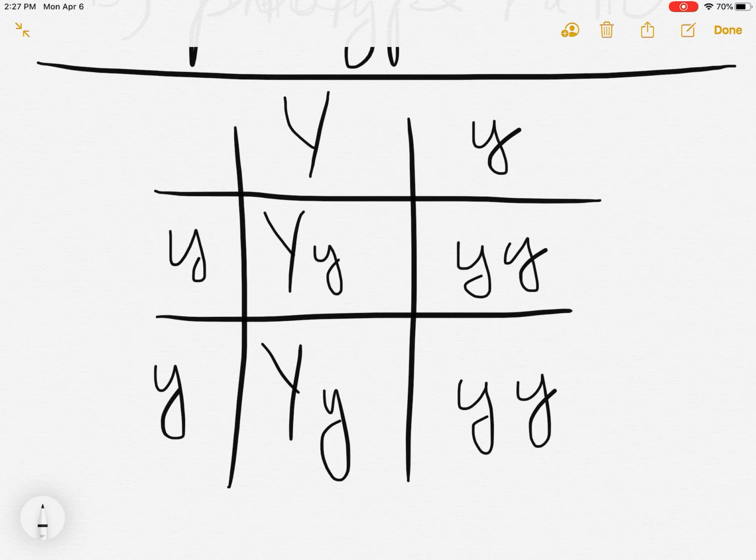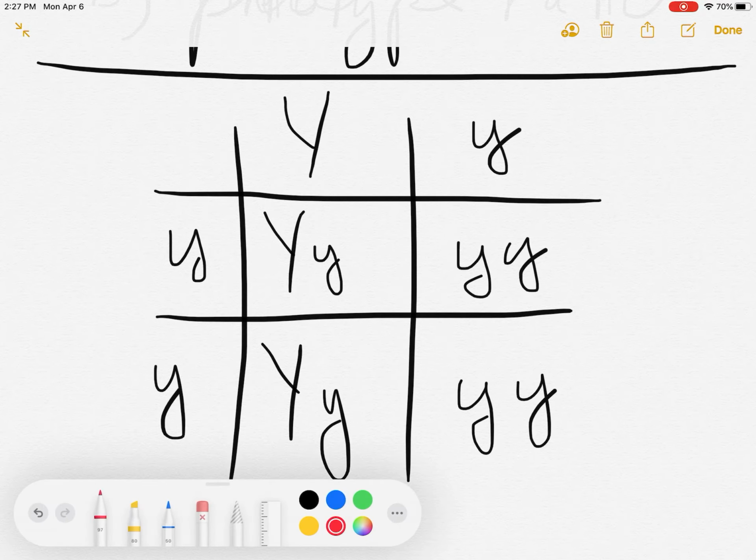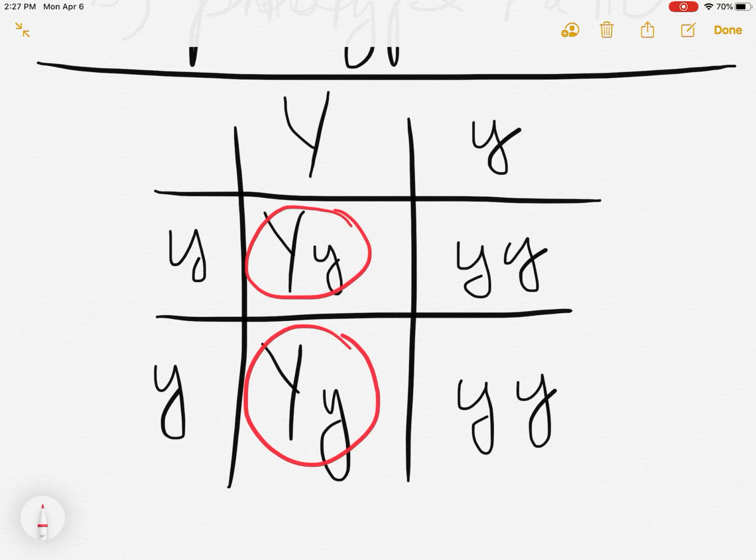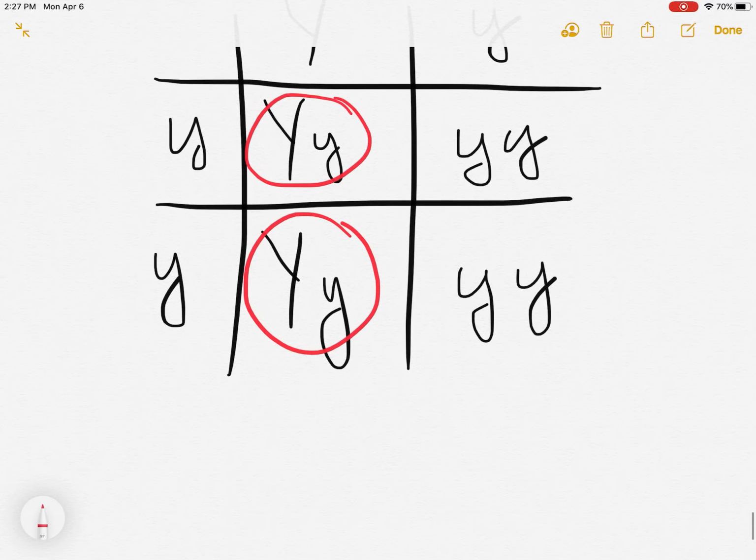Okay, what do we got? Well, you'll notice that out of the four, there are two that are heterozygous dominant. That's 2 out of 4, out of the 4 boxes we made, which is 50%.